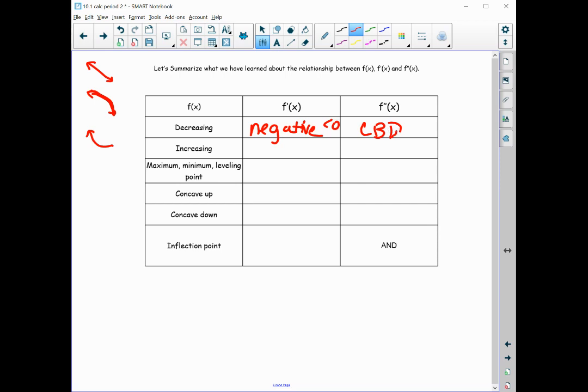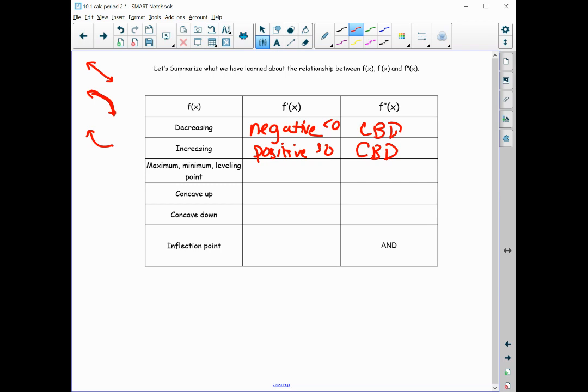Likewise then, for f prime, if f of x is increasing, then I know f prime of x has to be positive, or greater than 0. And again, the second derivative cannot be determined.